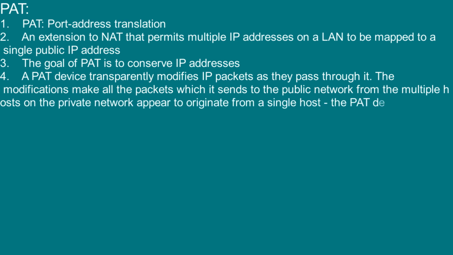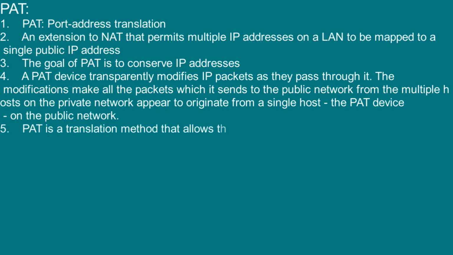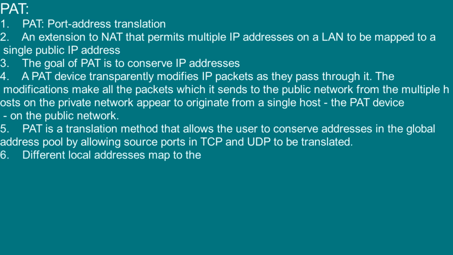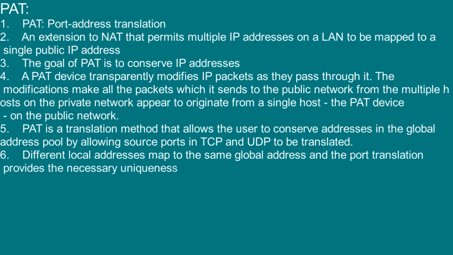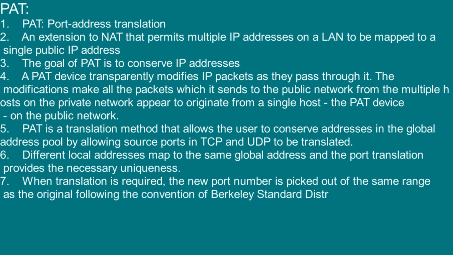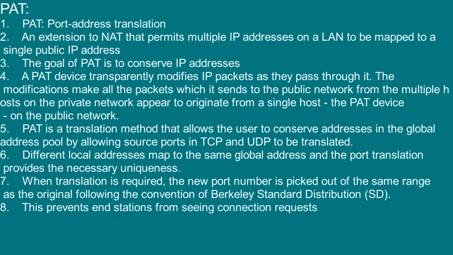A PAT device on the public network. 5. PAT is a translation method that allows the user to conserve addresses in the global address pool by allowing source ports in TCP and UDP to be translated. 6. Different local addresses map to the same global address, and the port translation provides the necessary uniqueness. 7. When translation is required, the new port number is picked out of the same range as the original, following the convention of Berkeley Standard Distribution (BSD). 8. This prevents end stations from seeing connection requests with source ports apparently corresponding to the telnet, HTTP, or FTP daemon, for example.